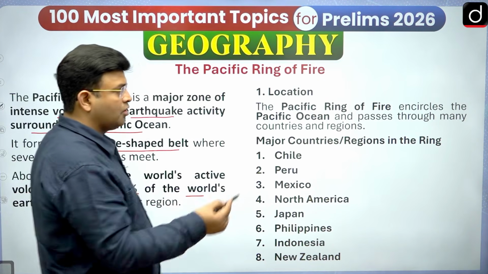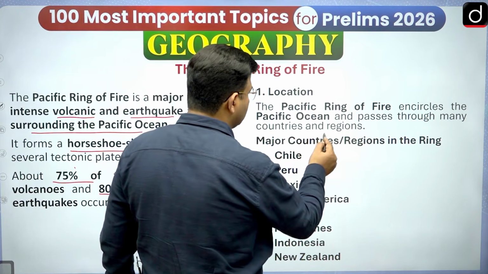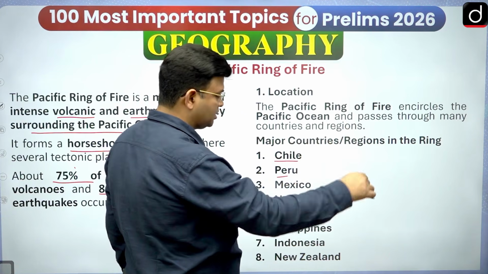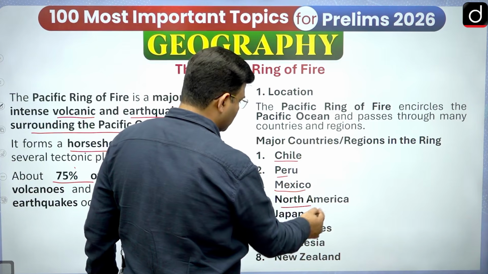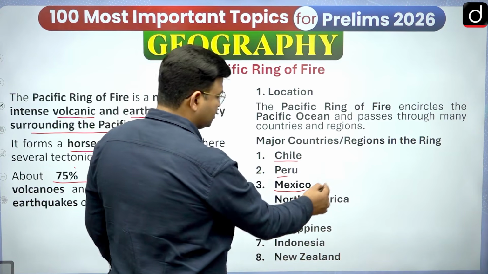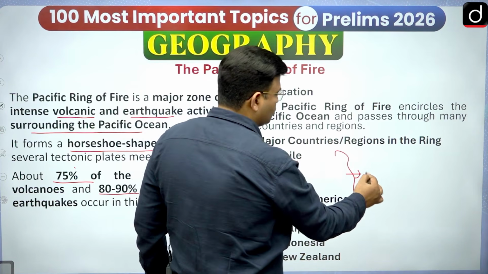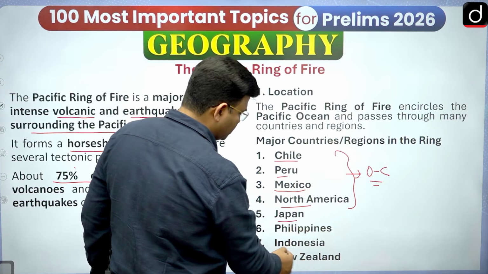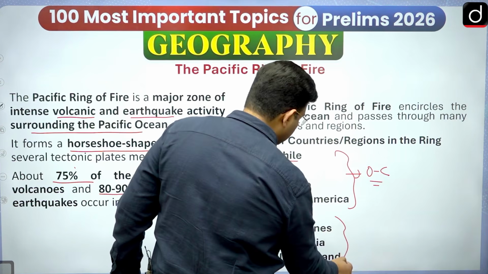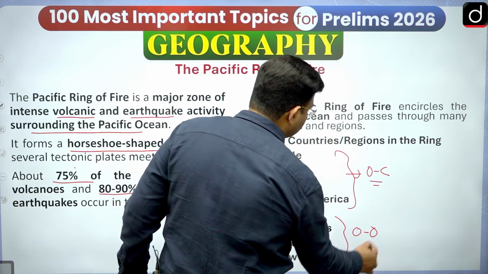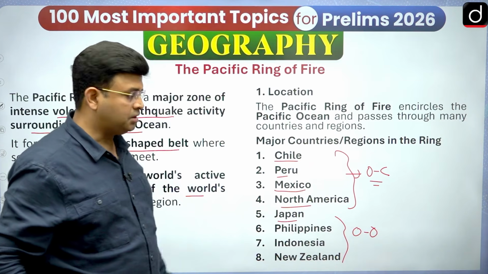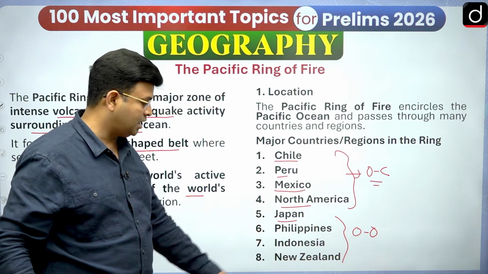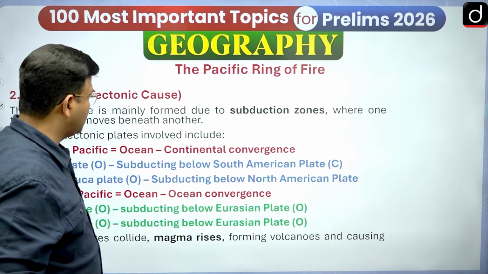The Pacific Ring of Fire encircles the Pacific Ocean and passes through many countries like Chile and Peru in South America, Mexico in North America, and Japan. On this side, ocean-continental convergence is going on, and there are Japan, Philippines, Indonesia, and New Zealand. On that side, ocean-ocean convergence is going on, and the Japan Islands, Philippine Islands, Indonesian island group, volcanic islands, and New Zealand are all formed in this region.